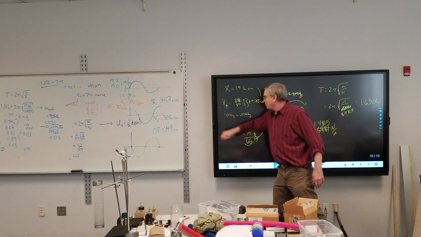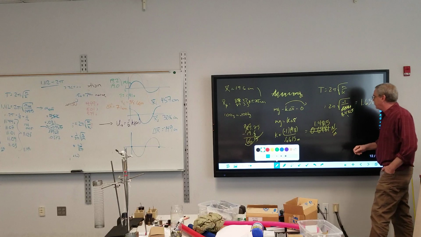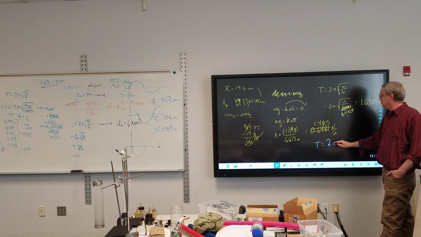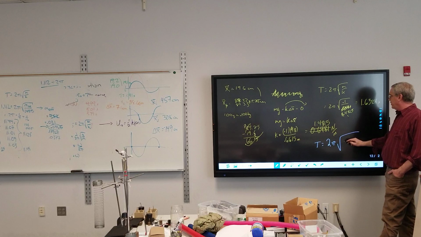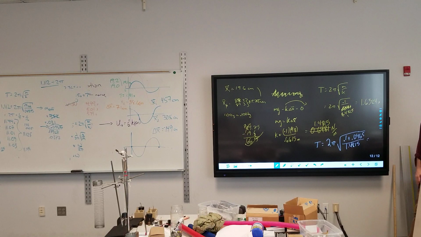Therefore, I'll go for a different color, just for the contrast here. So the period under the new idea is 0.1 plus 0.0465 divided by 1.4815. And we'll see if we can nail it the first time.